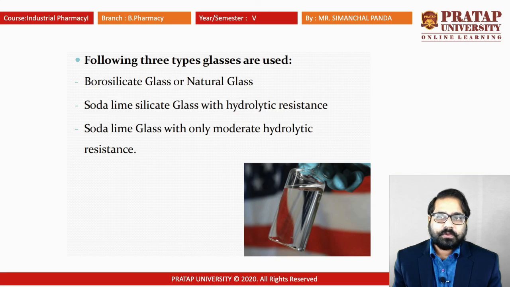But borosilicate glass, which is generally used in the laboratory, can withstand a lot of temperature. We can directly put it on the flame of the burner and suddenly go for cooling. So these have thermostability compared to common glasses, and are less fragile. High standard borosilicate glass is used as the packaging material for parenteral preparations. Soda lime glass has only moderate hydrolytic resistance.